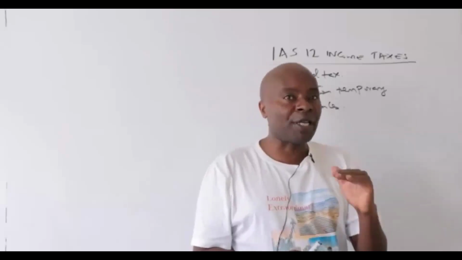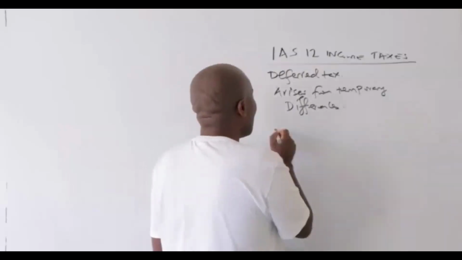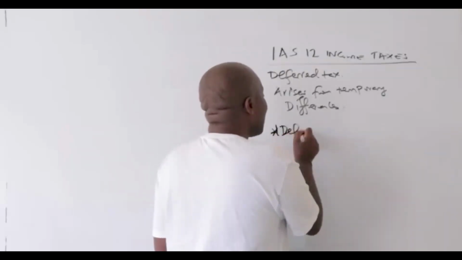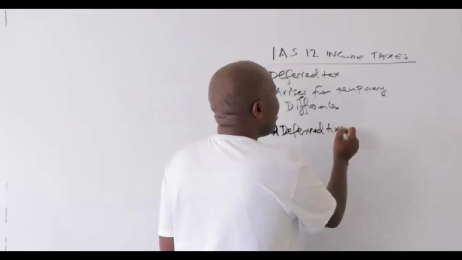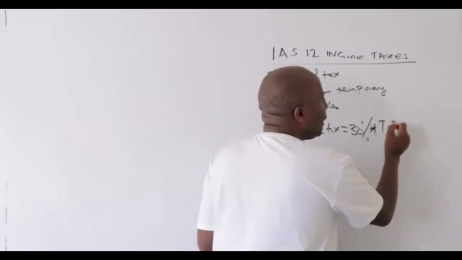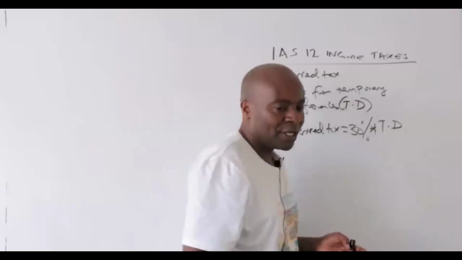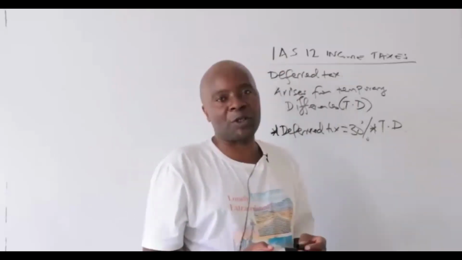So we shall see what we shall be doing. In Kenya, of course, we'll be given the tax rate, but in most cases, to calculate deferred tax, we shall take 30% over all the TDs. TD is temporary difference.